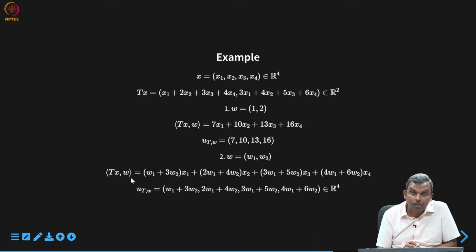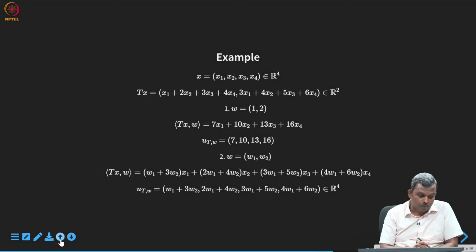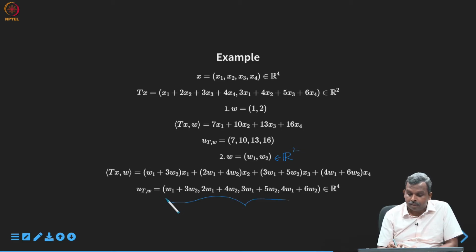Now, what happens when you do ⟨Tx, w⟩? You can go back and plug in w1 times the first coordinate plus w2 times the second coordinate and simplify, and you will get this. Do you get this? So, now this is also an inner product of u_T,w and x, and you can pull that out here. These coefficients come out: w1 plus 3w2, 2w1 plus 4w2, 3w1 plus 5w2, 4w1 plus 6w2. So, for an arbitrary w in R2, u_T,w is a linear map into R4. Is that okay? Do you see how this worked out?